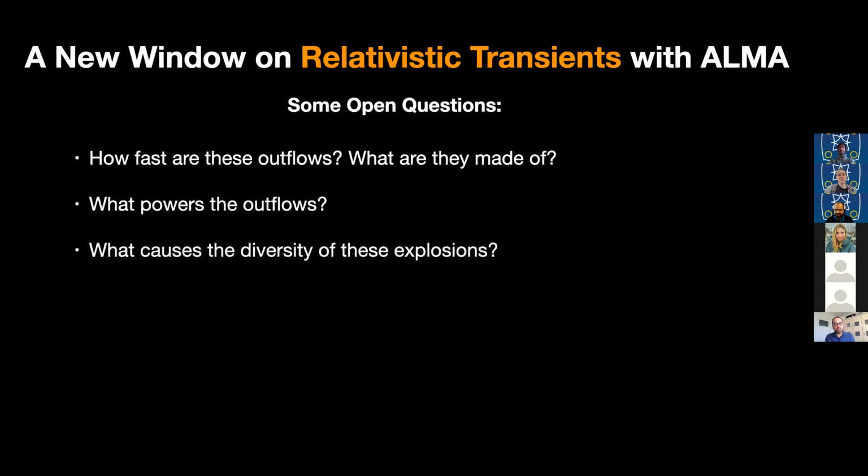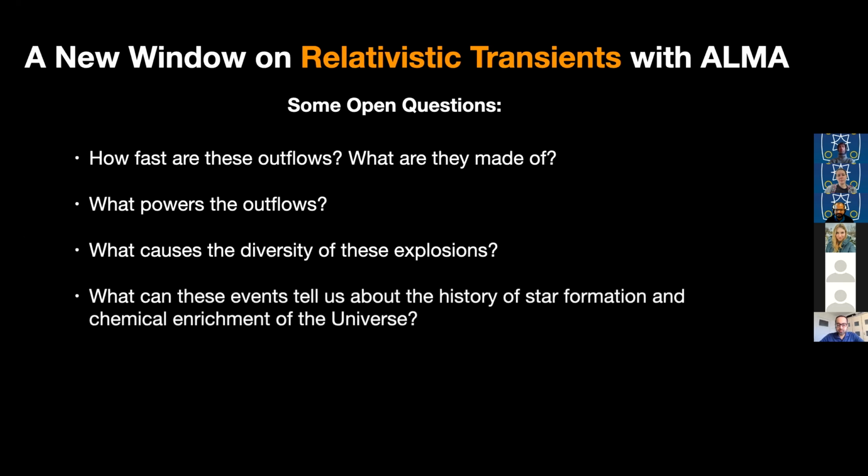What causes the great diversity of these explosions, from quasi-spherical explosions like relativistic supernovae to highly jetted events like gamma ray bursts, and perhaps with tidal disruption events somewhere in between? And finally, as these events have to do with stars, and particularly massive stars in one way or the other, what do they tell us about the history of star formation and chemical enrichment of the universe?